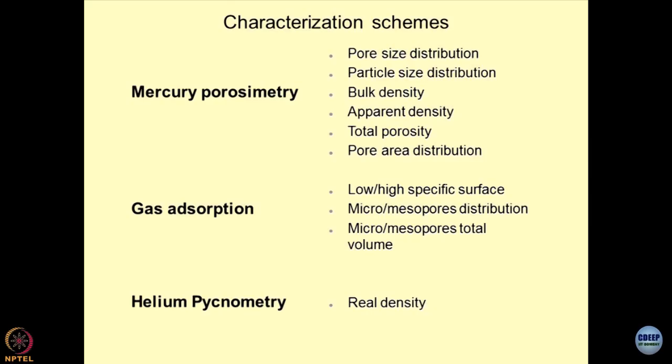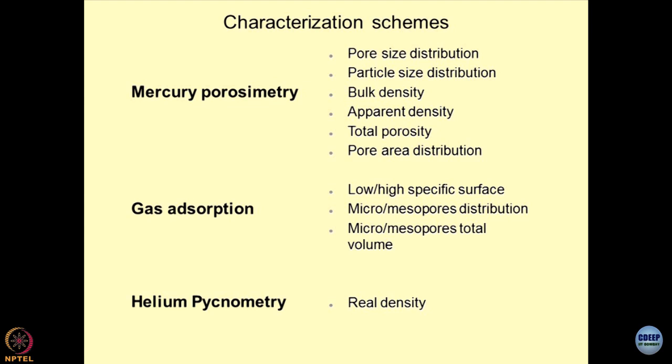These are the guidelines which are normally used, on which equipment should be used for what type of characterization of the geomaterials. So, we have three techniques: mercury porosimetry, gas adsorption and helium pycnometry. And these instruments are becoming very common in the environmental geomechanics laboratory. Helium pycnometry gives you the real density, the specific gravity which is skeletal.